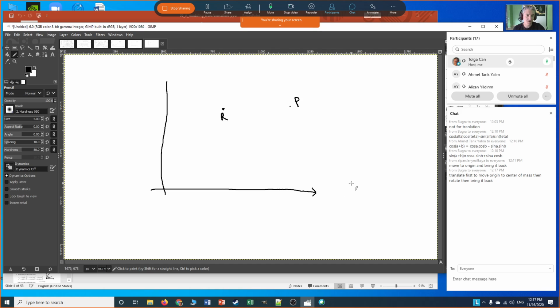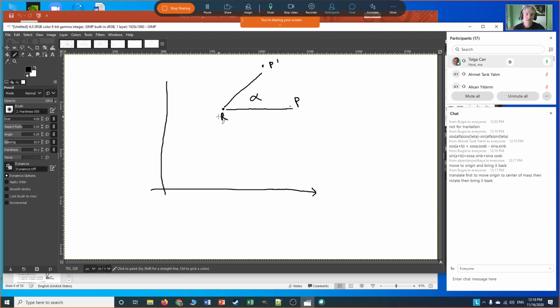Thank you, Bugra. That's actually the thing that you will be doing a lot when we have these complex transformations. So the problem that we try to solve is this. We want to rotate this P around R alpha degrees. So this is P, this is P prime, and this is alpha. So we want to do this. This problem would be very simple if R was the origin, right? So why don't we do it first?